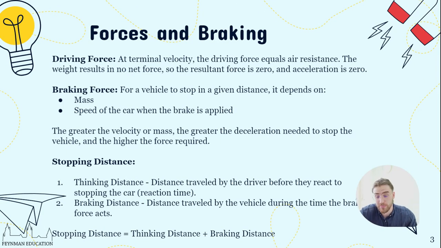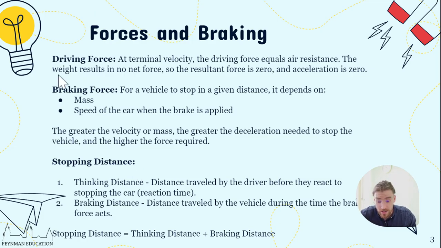Okay, so let's look at forces and braking. So a driving force is something that is making the object move. Okay. So at terminal velocity, the driving force is equal to the air resistance. Now, terminal velocity is when an object starts to fall, it'll reach a point where it is not going to accelerate anymore. It's going to be falling at a constant speed because the driving force, that's weight, okay, gravity pulling it down, is going to be equal to the air resistance pushing it back upwards.